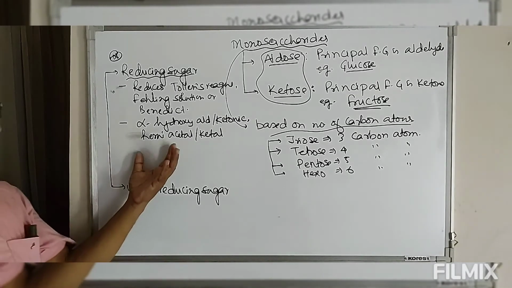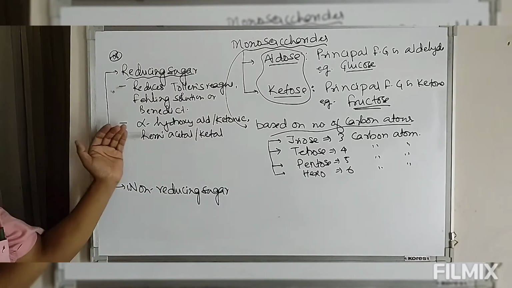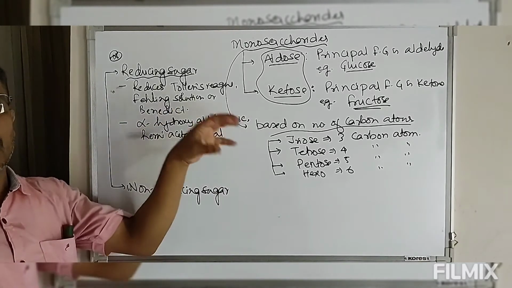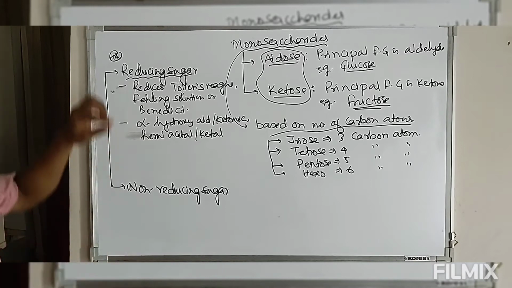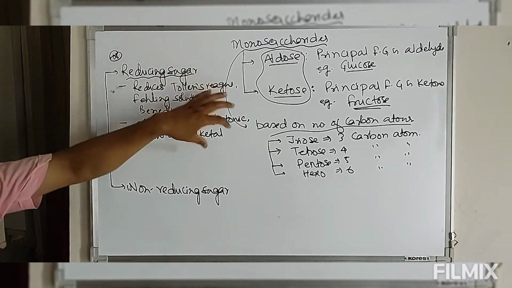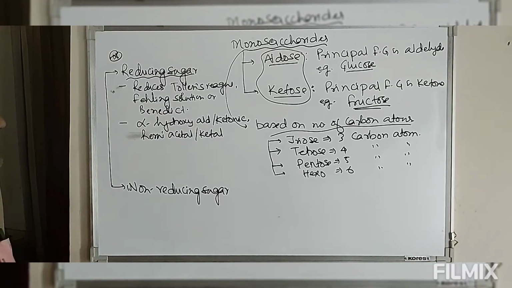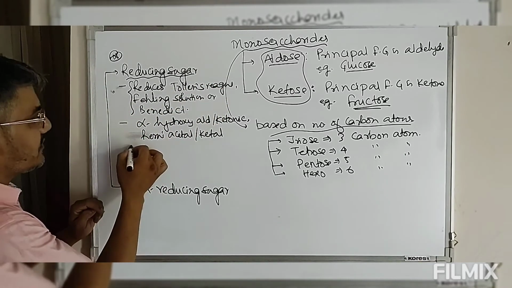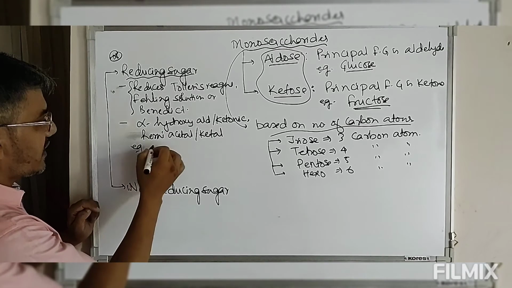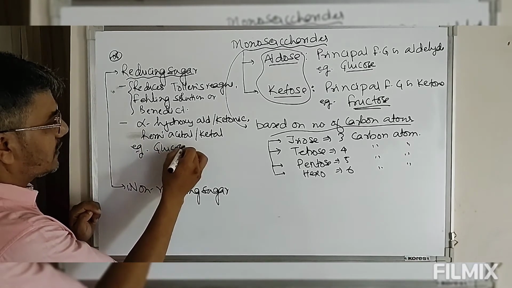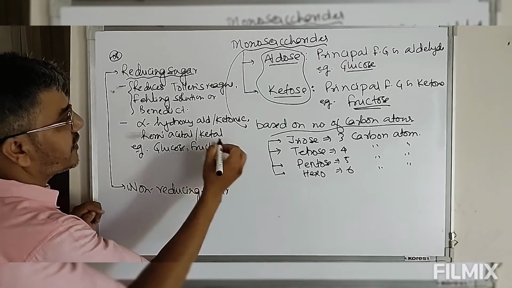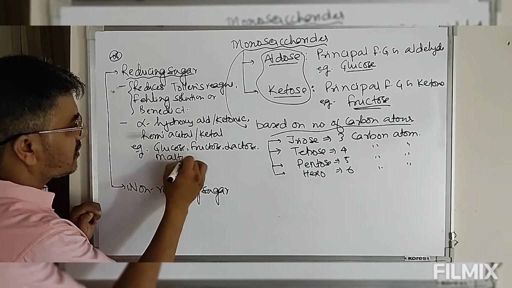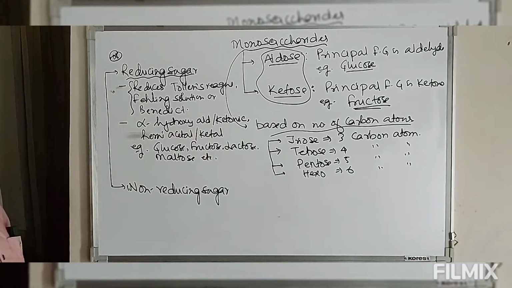Means either they have a free aldehyde group or a free alpha hydroxy ketone group, or they have an alpha hydroxy aldehyde or ketonic group, or they are in hemiacetal or hemiketal form, that form will reduce Tollens reagent, Fehling solution or Benedict solution, and those sugars are known as reducing sugars. So this is based on chemical property with Tollens reagent, Fehling or Benedict solution. The best examples of reducing sugars are glucose, fructose, lactose, and maltose.